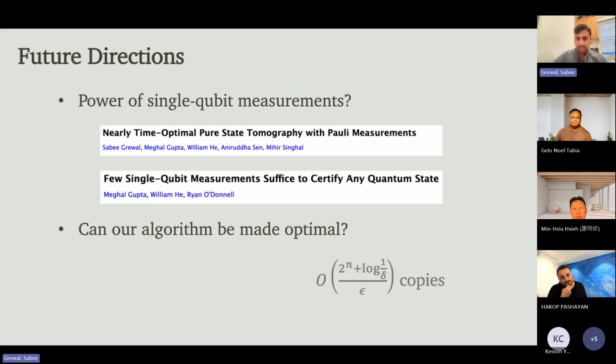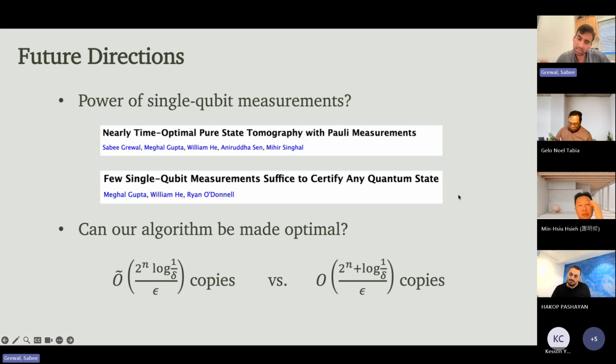So what that would mean is, we would want an algorithm that consumes this many copies. Here, delta is like a confidence parameter. We want our algorithm to succeed with probability at least 1 minus delta. And epsilon is the error parameter. We want our algorithm to recover in infidelity.